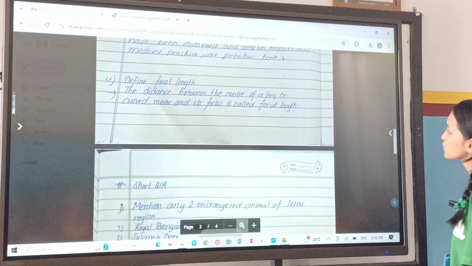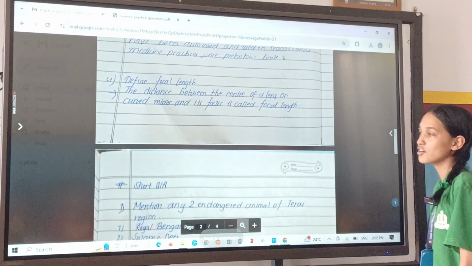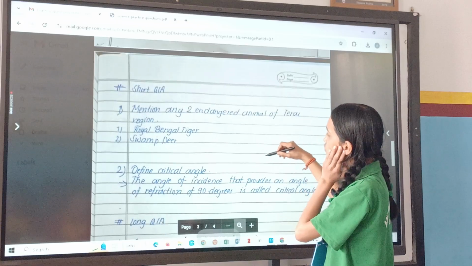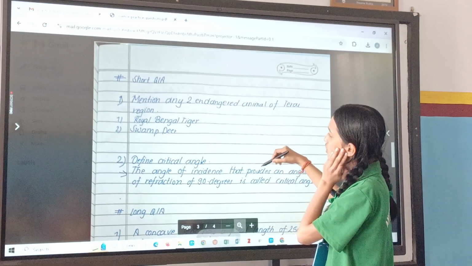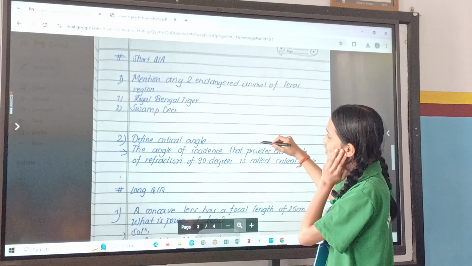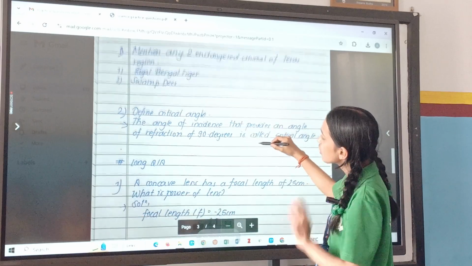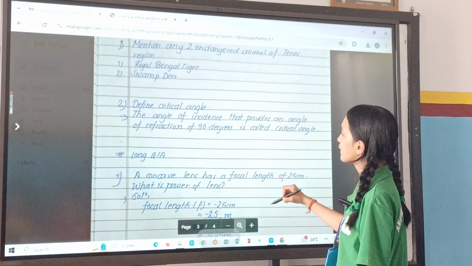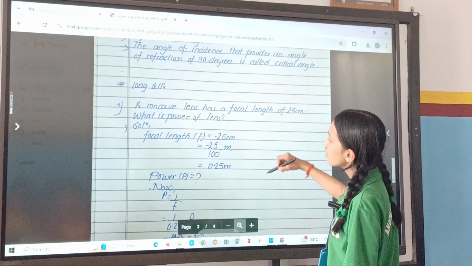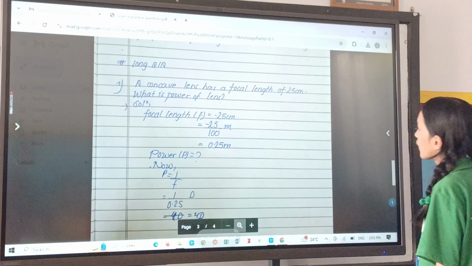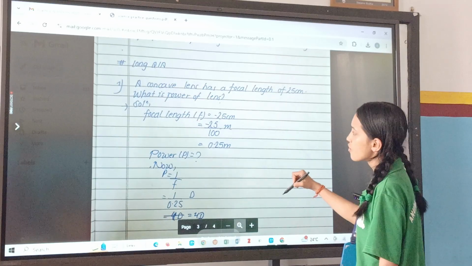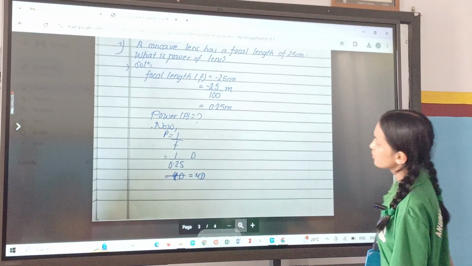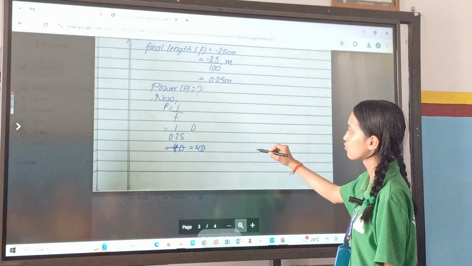Define focal length. The distance between the center of a lens or curved mirror and its focus is called focal length. Mention any two endangered animals of the Tarai region. Royal Bengal tiger, swamp deer. Define critical angle. The angle of incidence that provides an angle of refraction of 90 degrees is called the critical angle. A concave lens has a focal length of 25 cm. What is the power of the lens? Focal length is equal to 25 centimeters. The formula to find the power is 1 by f.